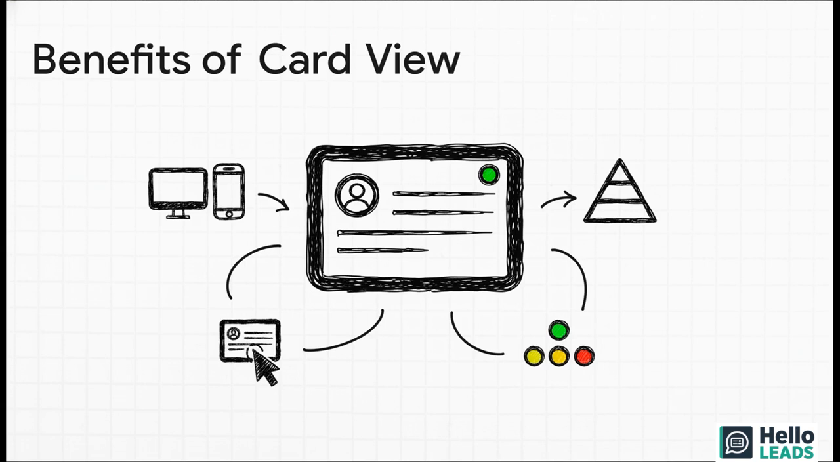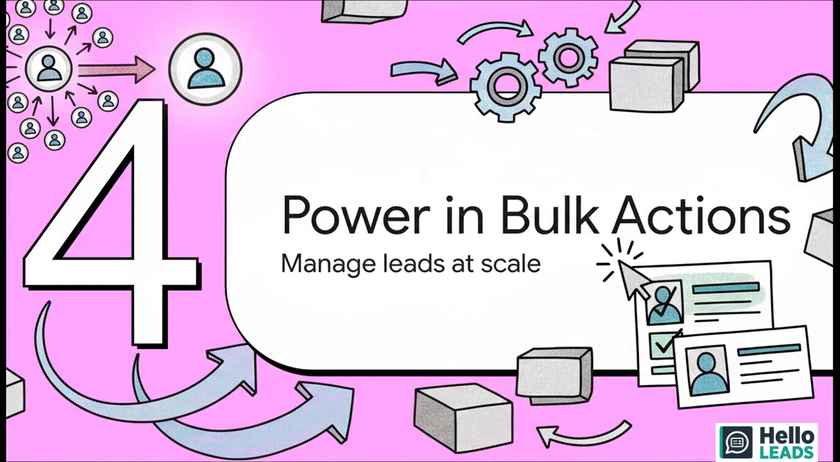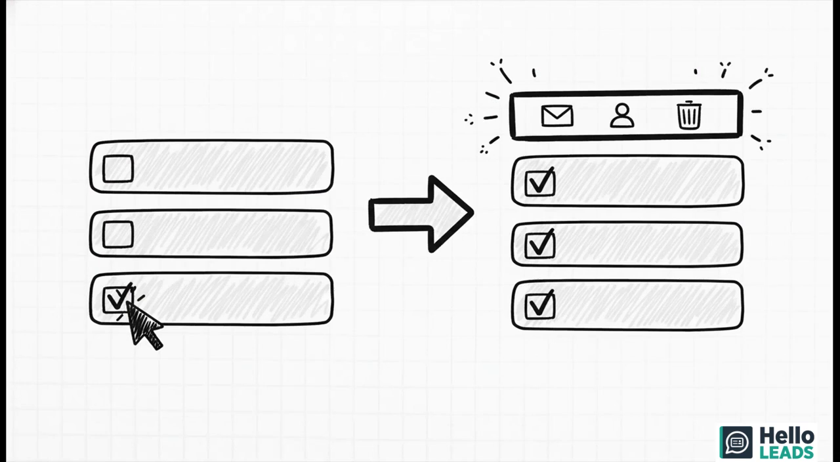All right, let's talk about efficiency, but at scale. I mean, what happens when you need to manage more than just one lead at a time? That's where our third major update comes in, power in bulk actions. This whole feature is designed to let you manage hundreds of leads just as easily as you manage one. And you know what the best part is? It's just so simple. There's no menu you have to go hunt for. The second you select even one lead using its checkbox, bam, this powerful toolbar just instantly appears right at the top, ready for you to use.